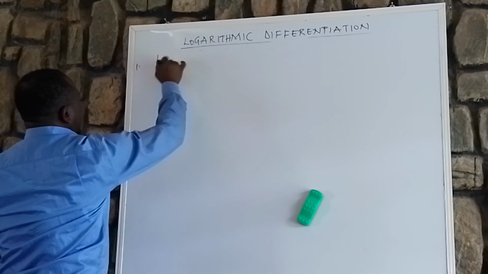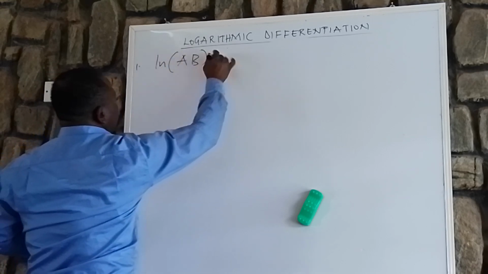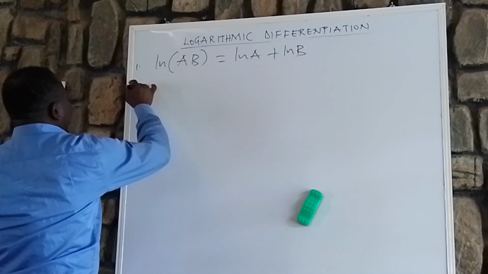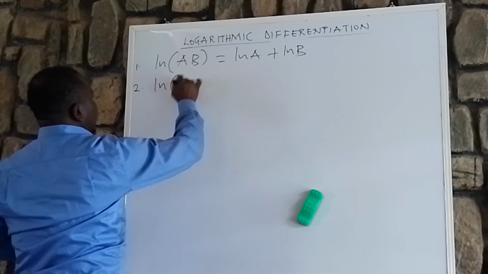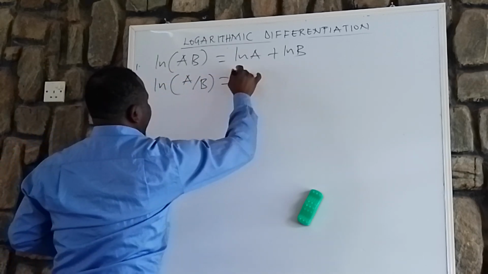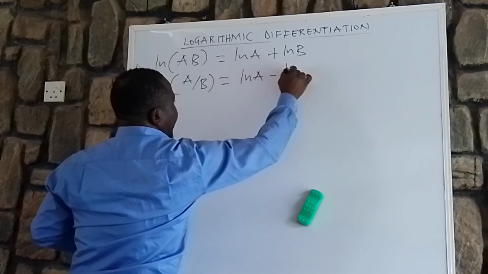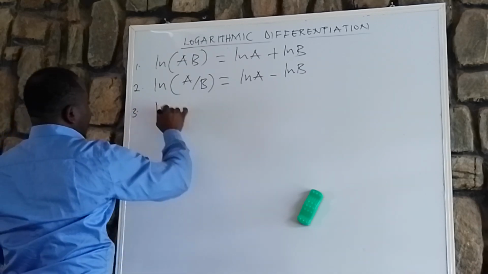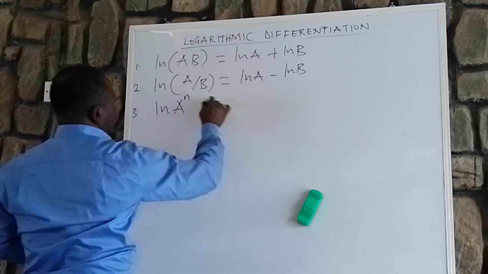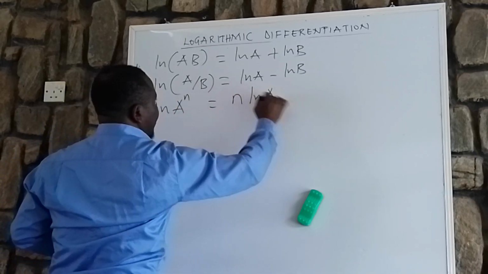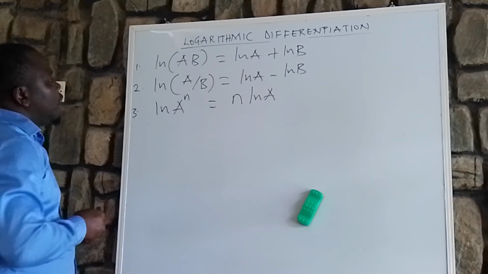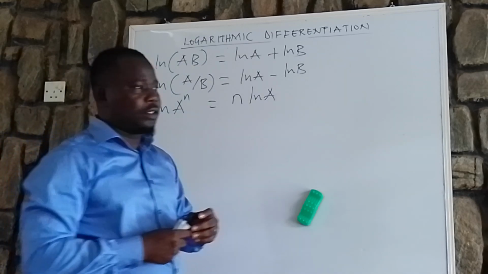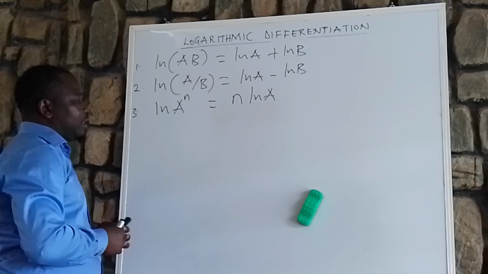Note that if we have ln AB, this is the same thing as ln A plus ln B. Then also note that if we have ln A all over B, this is the same thing as ln A minus ln B. Then ln A raised to the power n is the same thing as n ln A. So take note of these laws whenever we are to use logarithmic to differentiate any given function. Okay. Let's look at one example.